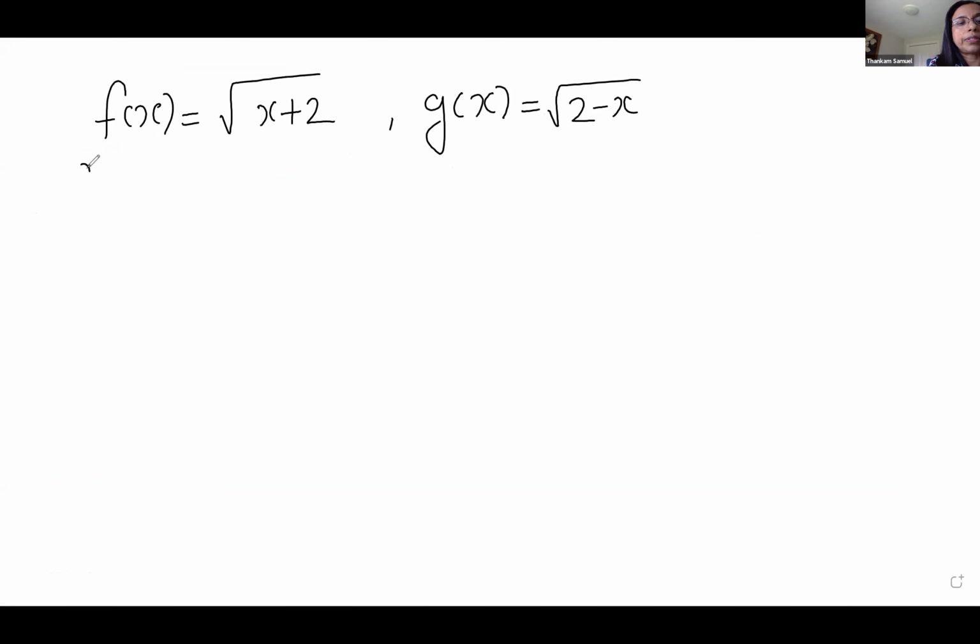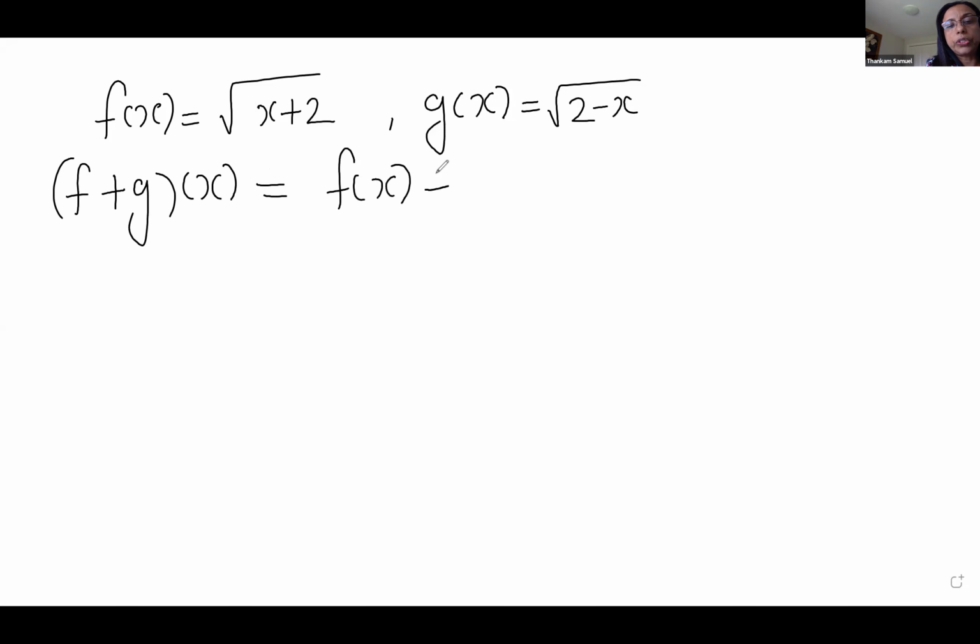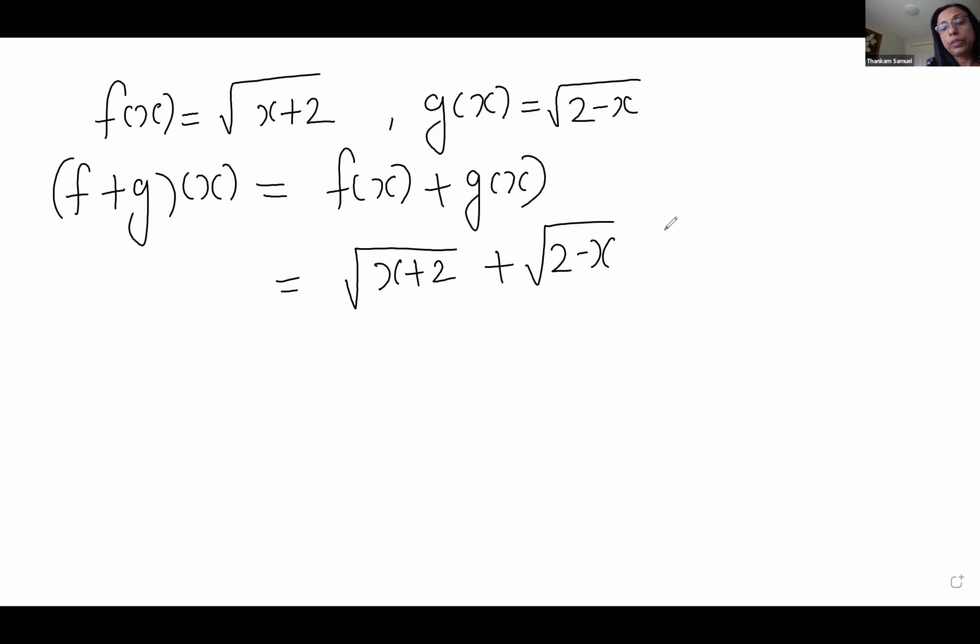So for the algebra of functions, we have to find f plus g of x, that equals f of x plus g of x. So square root of x plus 2 plus square root of 2 minus x. So you know that these are radical functions. We can add or subtract only like radicals. Like radicals are radicals with the same radicand and the same index.